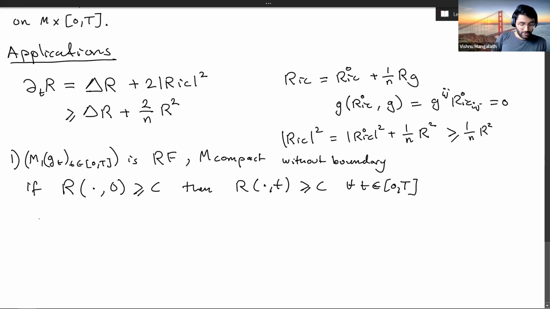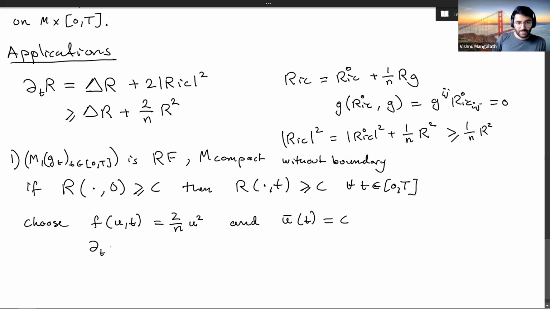For this one, you already have this partial differential inequality, so we need to find the other two inequalities. Choose f to be 2/n u squared, and u bar to be just the constant function c. Then you know that the partial t of u bar is equal to 0, which is less than or equal to 2/n u squared. Then apply the weak maximum principle, which will imply that R is greater than or equal to u bar for all time. So you get this.